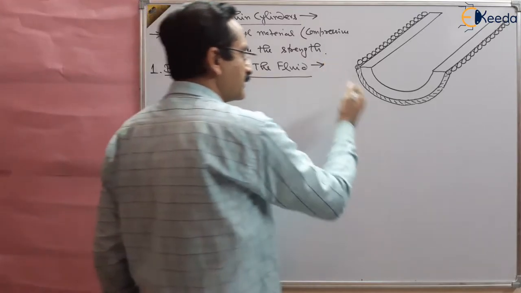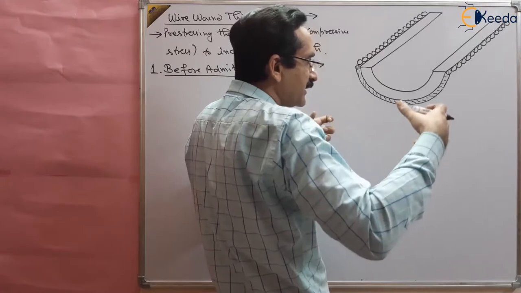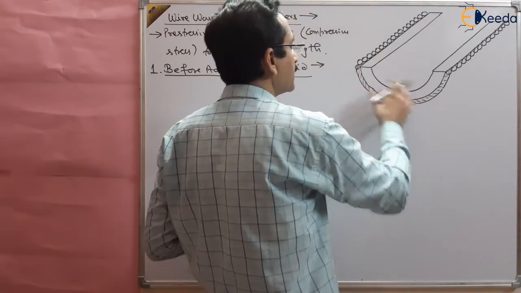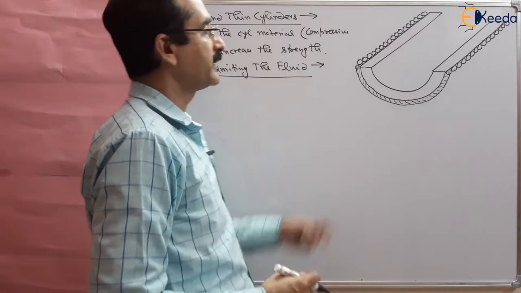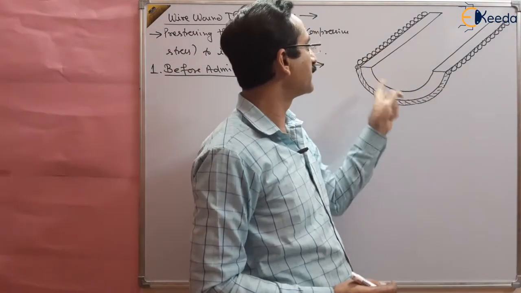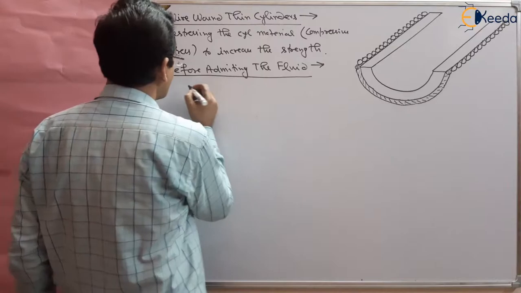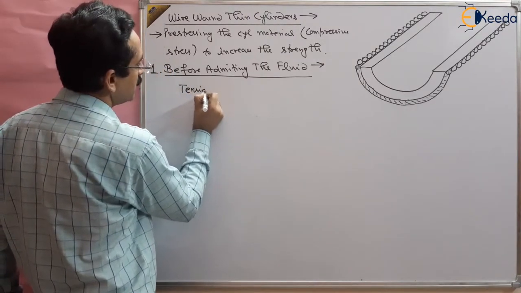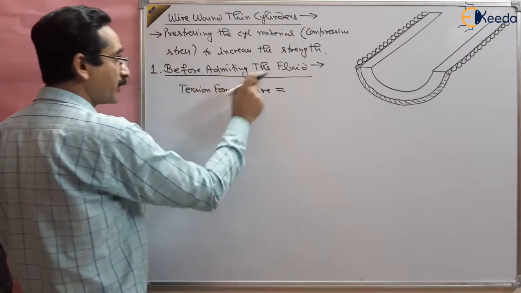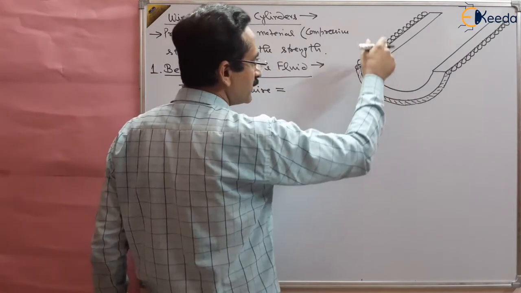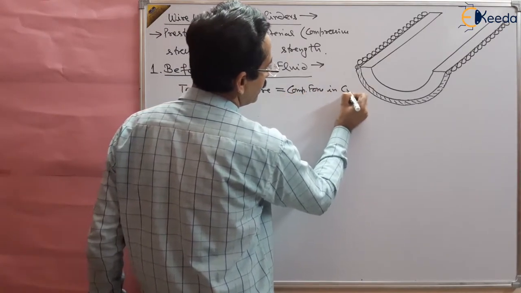We have stressed the wire; the wire is in tension, tensile stresses are developed, and due to that there is some deformation, a decrease in length and compression in the thickness of the cylinder. We are not applying any external force. Due to the tightening of the wire, compressive stresses are developed in the material. So both forces should be equal: the tension force in the wire before admitting the fluid should be equal to the compressive force developed in the cylinder.